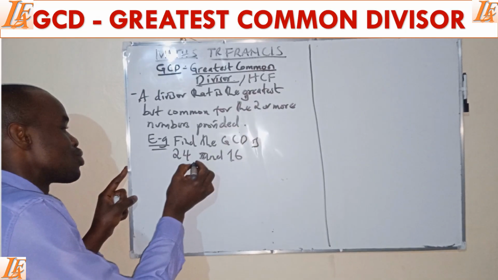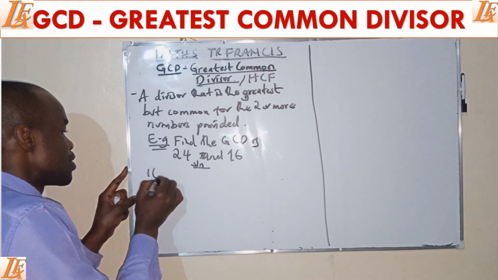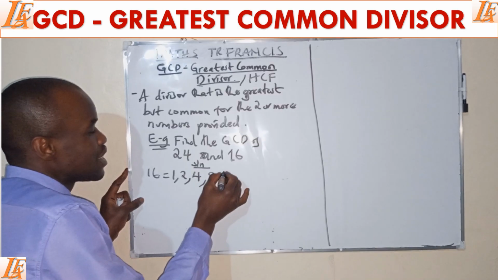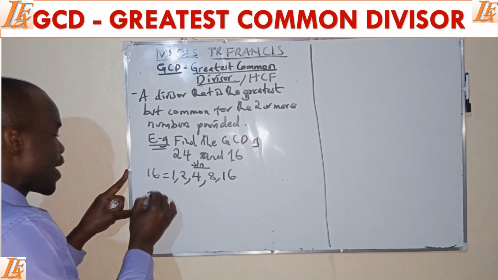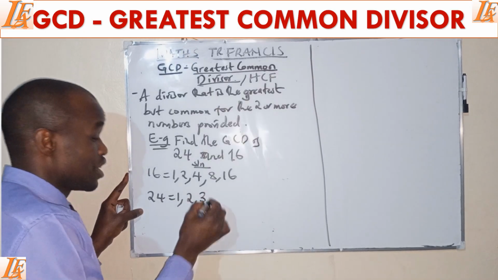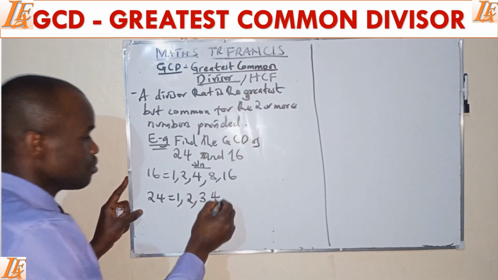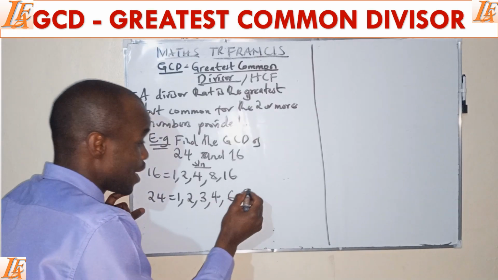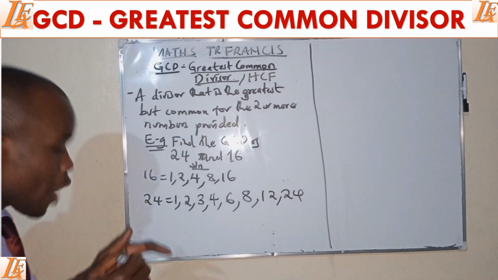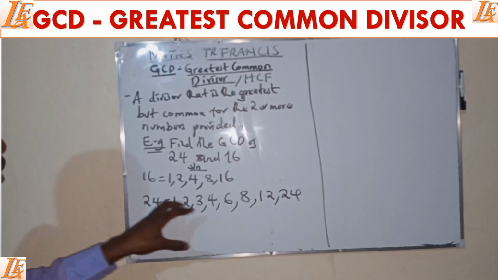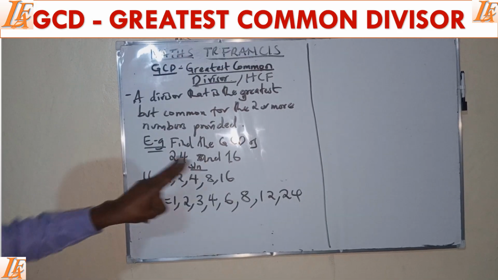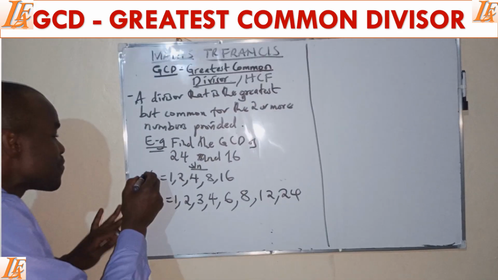Let us start with the factors for 16. Solution: 16 has 1, 2, 4, 8, and 16. 24 we have 1, 2, we have also 3, we have 4, we have 6, we have 8, we have 12, and we have 24. So we are going to look for a divisor after this, a factor, which is the greatest but common for these two numbers, 16 and 24.